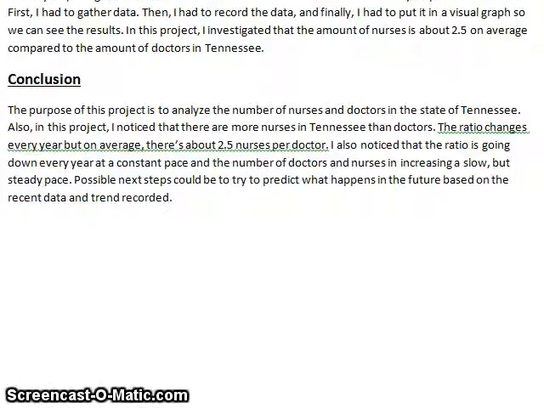Possible next steps could be to try to predict what happens in the future based on the data and try to record it.